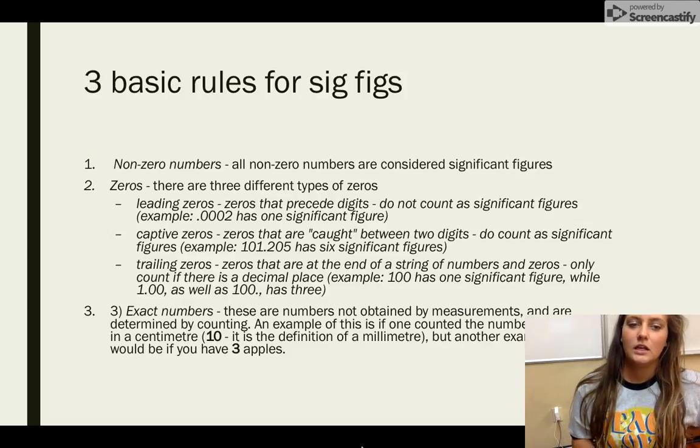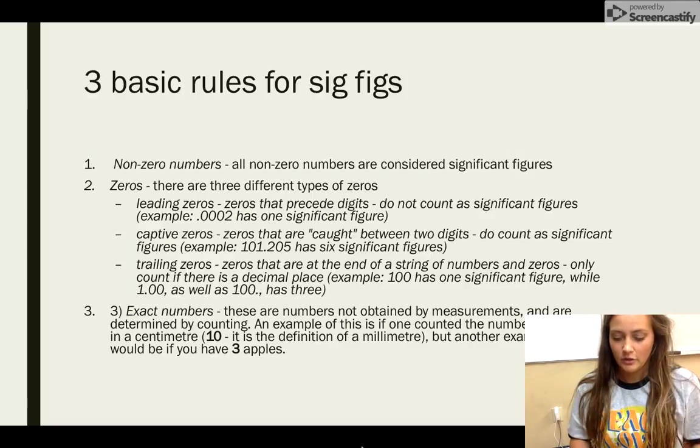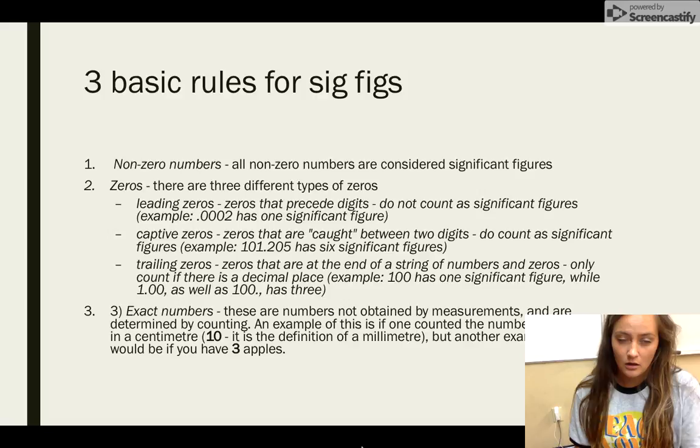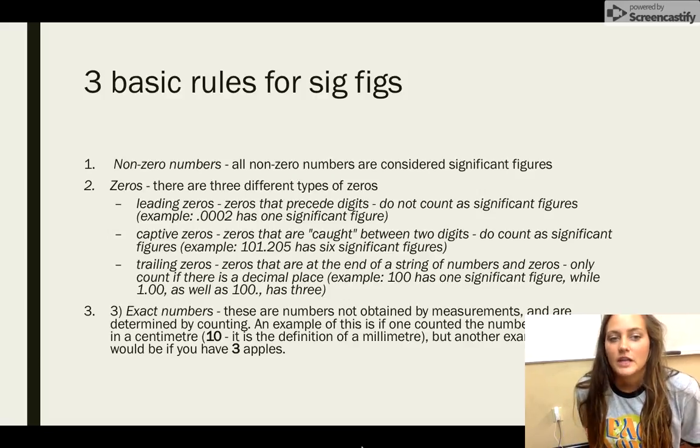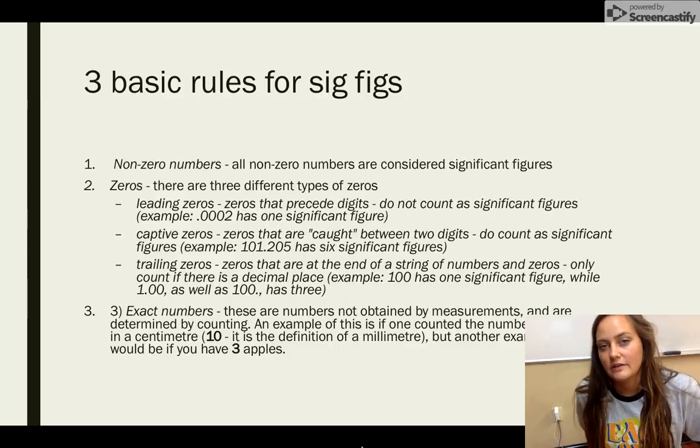The first one involves non-zero numbers. Non-zero numbers are numbers 1 through 9. And all numbers 1 through 9 are considered significant figures. The second rule involves zeros, and there are three different types of zeros.